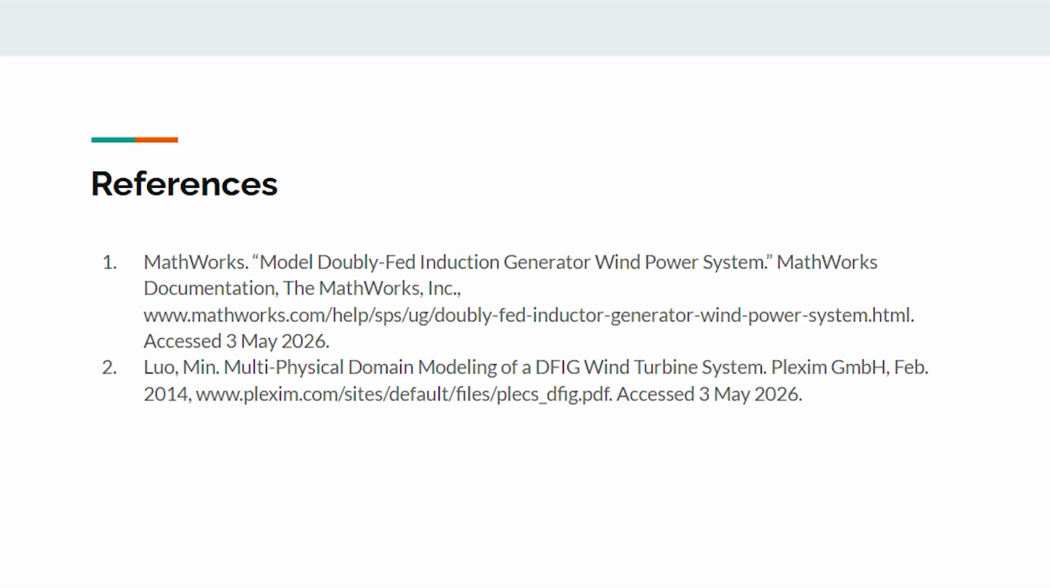For this last slide, we will discuss the references used throughout this presentation. Reference 1 showcases the model doubly fed induction generator wind power system from MathWorks. This reference contains documentation on how to simulate a DFIG along with parameters needed to be changed to simulate a real-world wind turbine of your choice. The second reference shown is multi-physical domain modeling of a DFIG wind turbine system by Min Luo, which contains information of the physics behind a DFIG and how to simulate it as well.